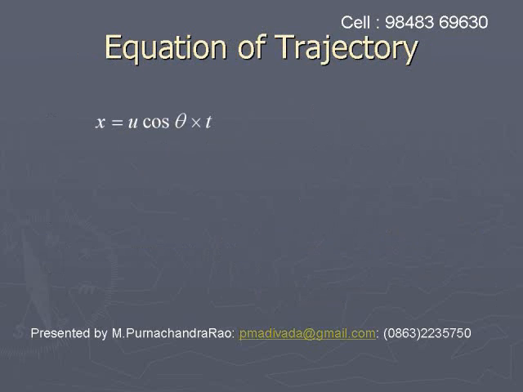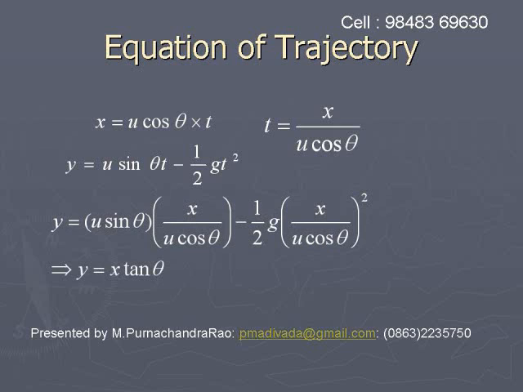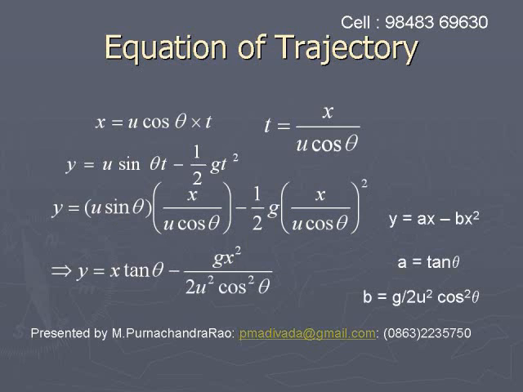Derivation of the equation of trajectory. We have taken the displacement along the x-axis, which is given by x is equal to u cos theta into t. From this, t is equal to x by u cos theta. We have substituted this value of t in the equation y is equal to u sin theta t minus half gt square, which is the displacement along the y-axis. By substitution, we get y is equal to u sin theta into x by u cos theta minus half g into x by u cos theta whole square. By simplification, the first term becomes x tan theta and the second term becomes gx square by 2u square cos square theta. Hence, y is equal to x tan theta minus gx square by 2u square cos square theta.